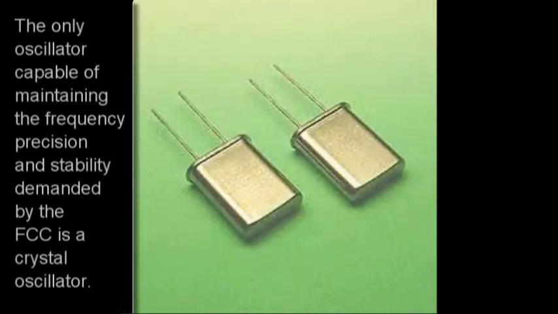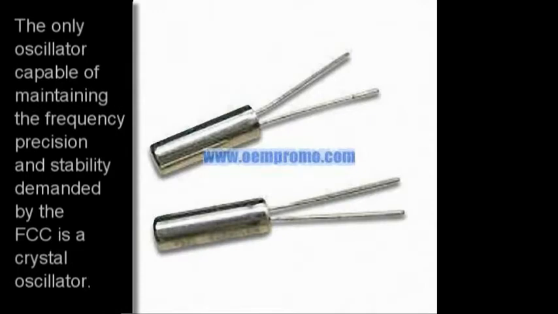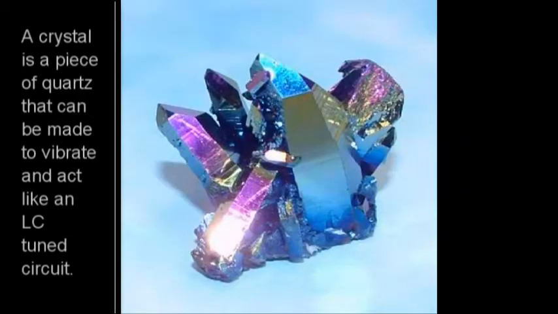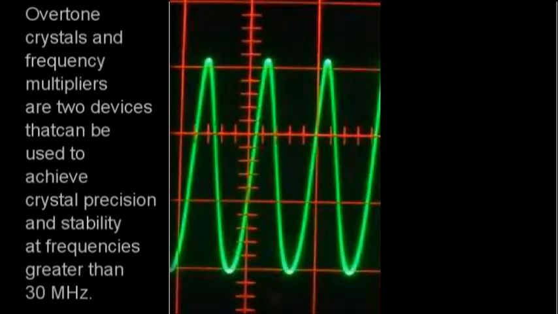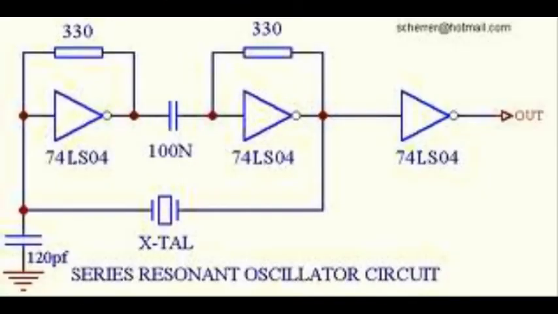The only oscillator capable of maintaining the frequency precision and stability demanded by the FCC is a crystal oscillator. A crystal is a piece of quartz that can be made to vibrate and act like an LC tuned circuit. Overtone crystals and frequency multipliers are two devices that can be used to achieve crystal precision and stability at frequencies greater than 30 MHz.